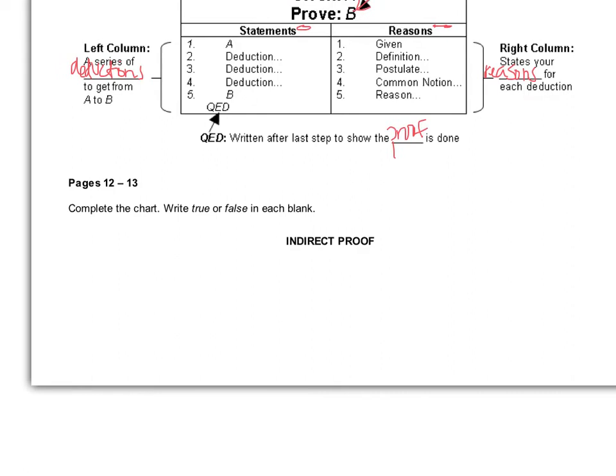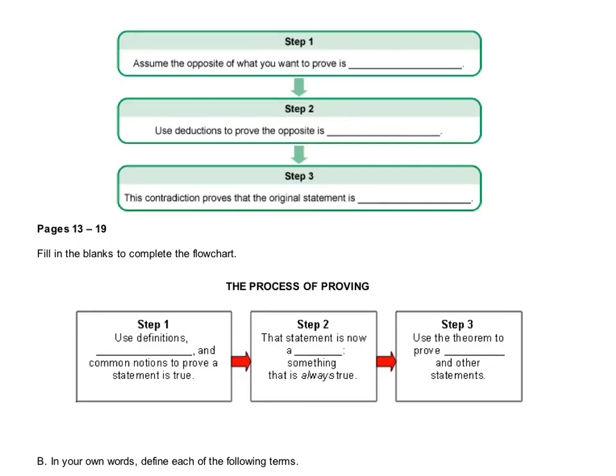Okay. Moving on to indirect proofs. When you try to prove something indirectly, that means you're not just going to straight up prove that it's true. You're going to go in a kind of weird way to do that. So you start with assuming the opposite of what you want to prove is true. And you use deductions to prove that the opposite is actually false. And this contradiction proves that the original statement is in fact true.